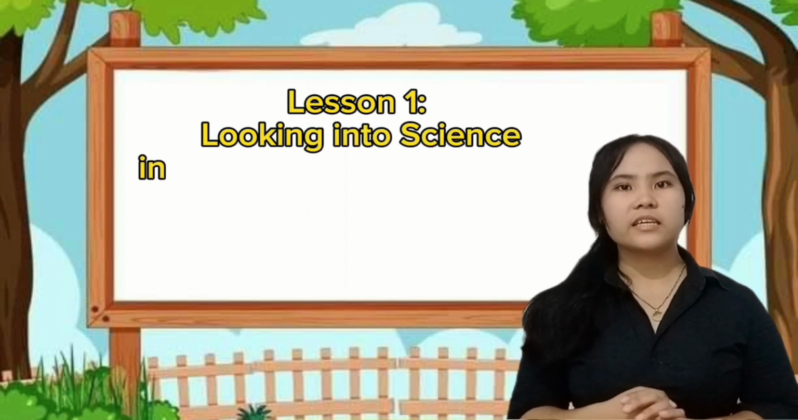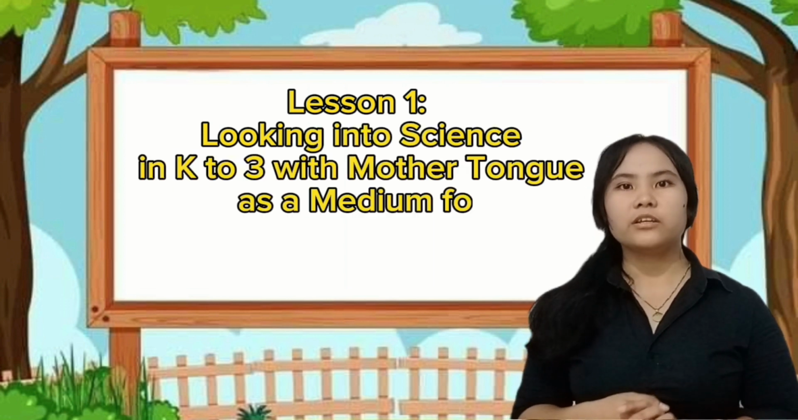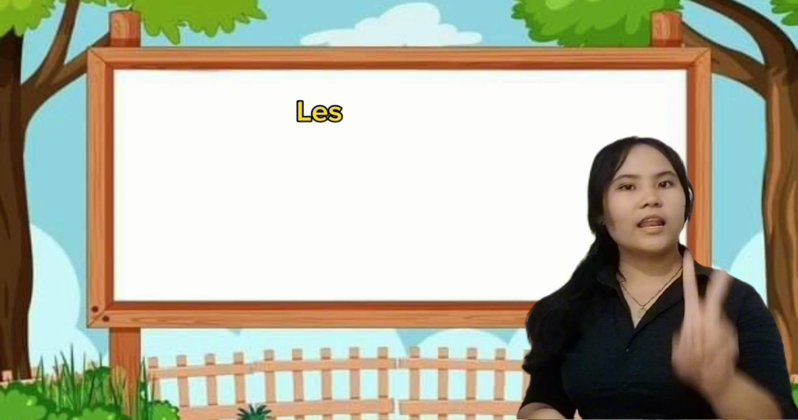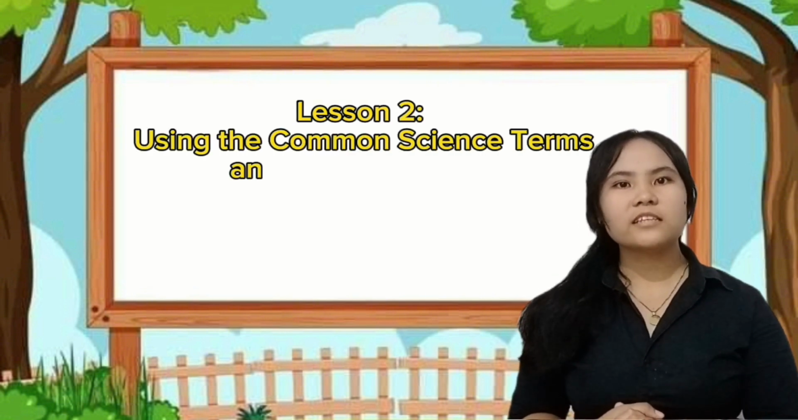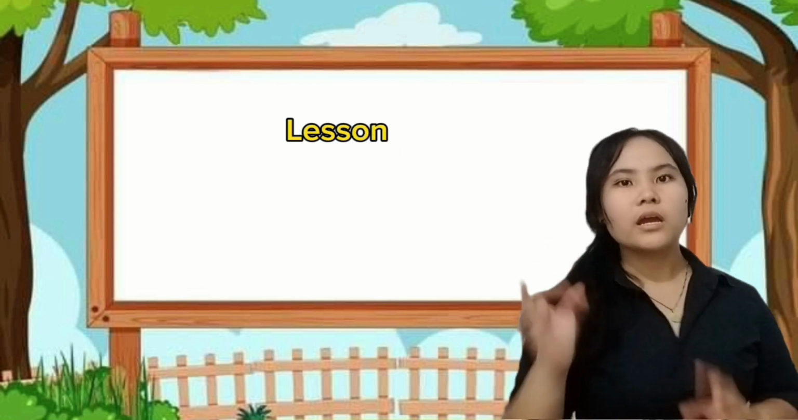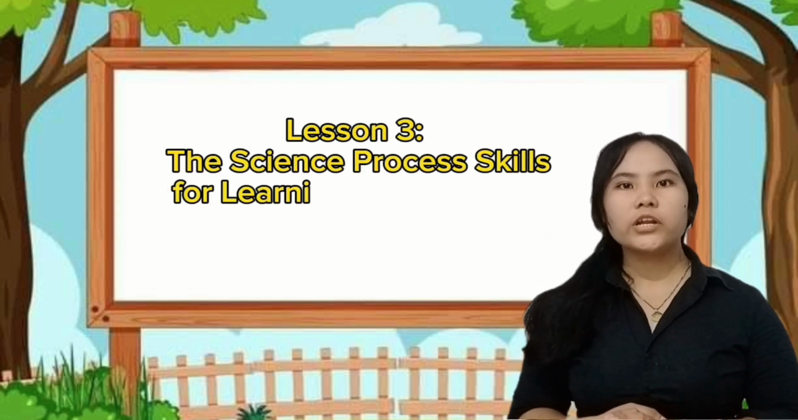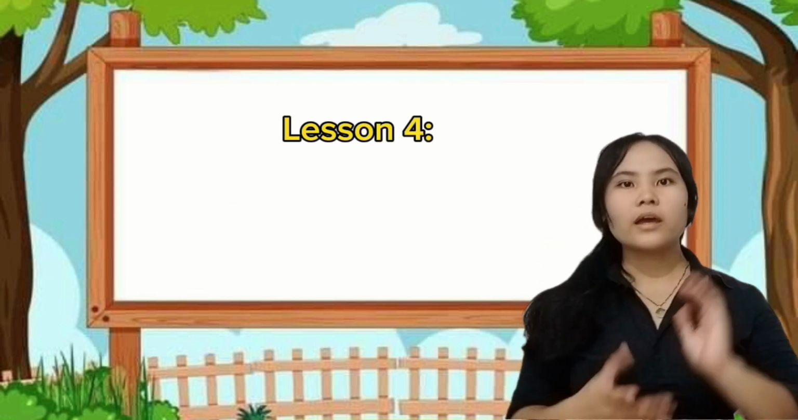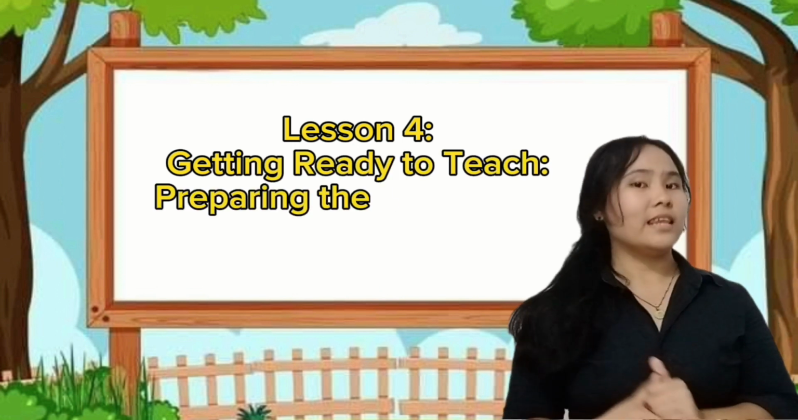It will connect meaningfully to the social, health, and environmental concepts that are the foundations of early grades science learning. There will be 4 lessons in this module. Lesson 1 is looking into science in K-3 with mother tongue as a medium for teaching and learning. Lesson 2, using the common science terms and concepts in the mother tongue to teach and learn. Lesson 3, the science process skills for learning and teaching. And Lesson 4, getting to teach, preparing the lesson plan.